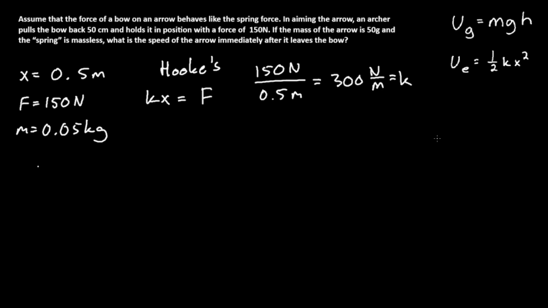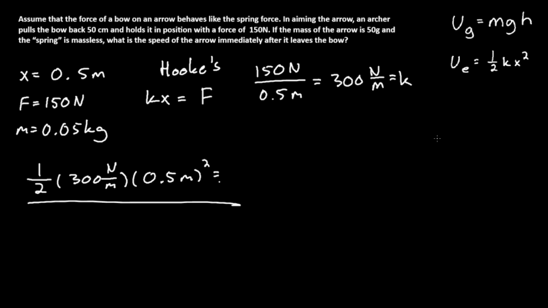This is perfect. Now all we need to do is plug everything in. So this is your formula for the spring elastic potential energy. You have 1/2, your spring constant K, and your amount stretched, which is 50 centimeters, since the archer pulled the bow back 50 centimeters. Once you work that out, you will get an energy of 37.5 joules.